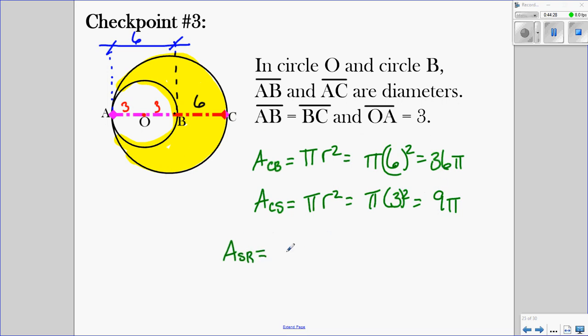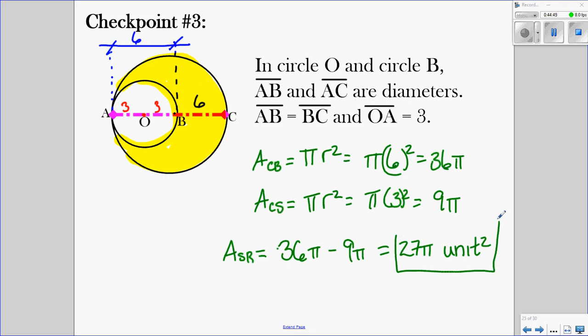Now we need to find the area of the shaded region, the yellow part. So we subtract the smaller ones from the bigger ones. So 36 pi minus 9 pi. Since they both have pi, we can combine them. So when you subtract them, you will get 27 pi. And I'll put unit square. And that's our answer for that shaded area.